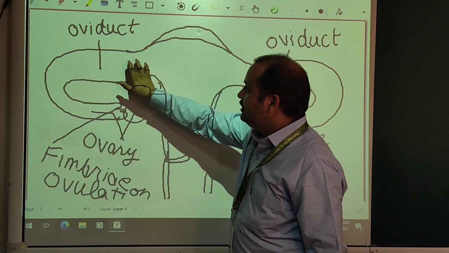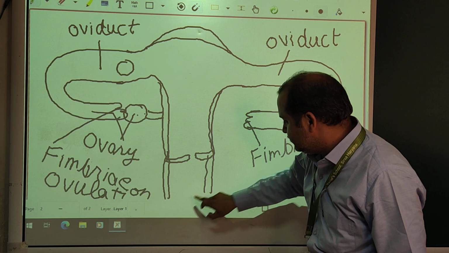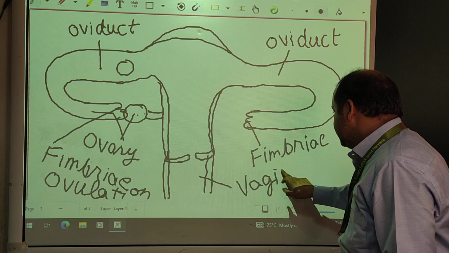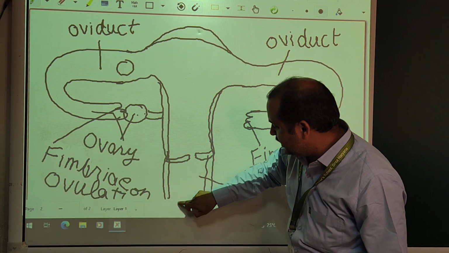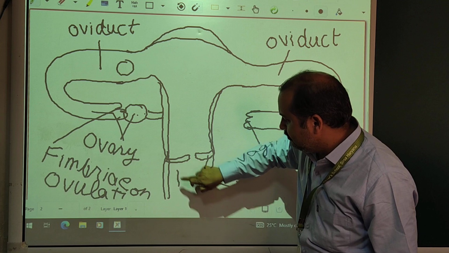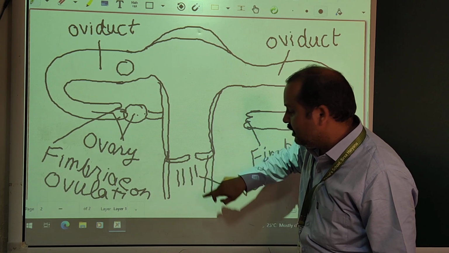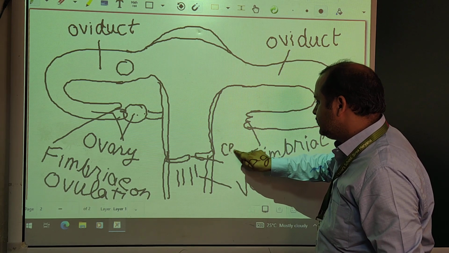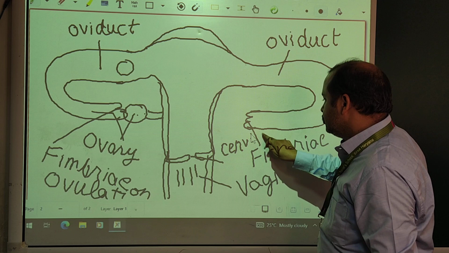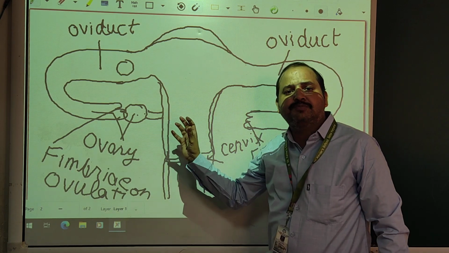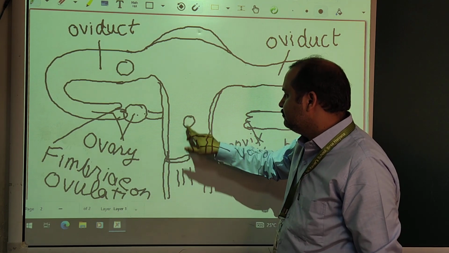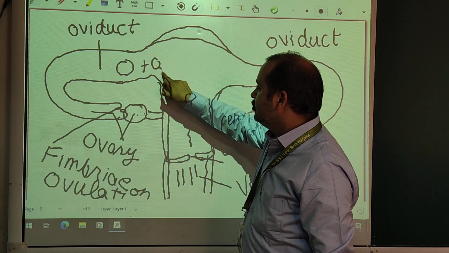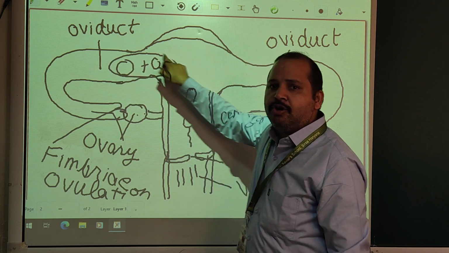From this side, this part, a tube-like structure, is called the vagina. Through it millions of sperm will enter. This part is called the cervix. Through this cervix, millions of sperm will enter, but only one sperm will combine with the ova in the oviduct or fallopian tube.